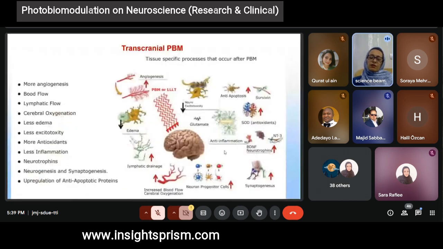Mostly the results that we have seen after using photobiomodulation on the scalp are, for example, more angiogenesis, more vasodilation, and also more blood flow, maybe cerebral oxygenation, maybe decreasing inflammation, also increasing anti-inflammation, and also another point is increasing the brain-derived neurotrophic factor, which has been shown specifically in the literature.